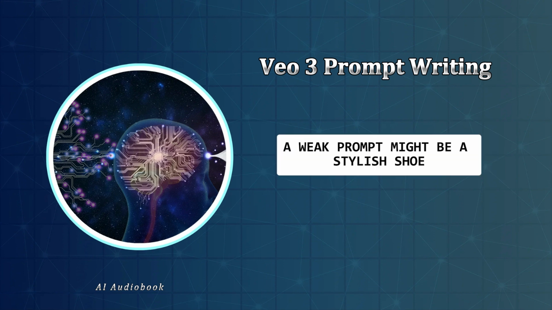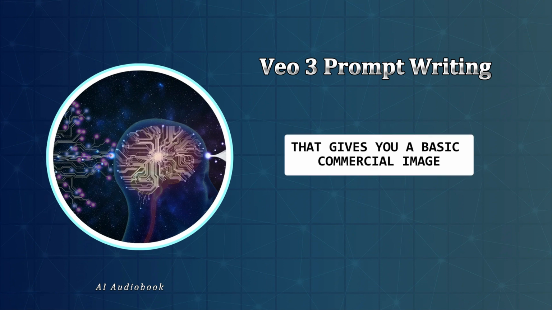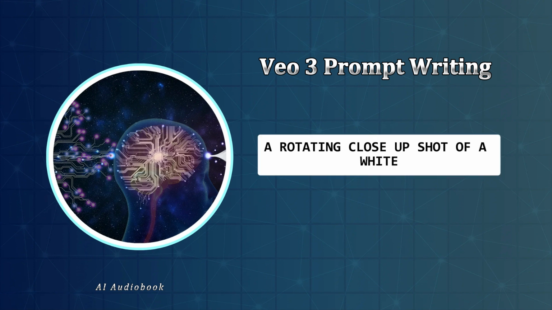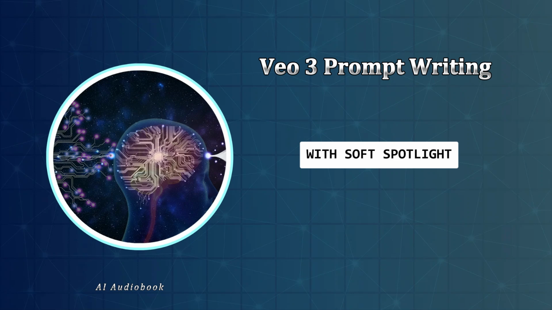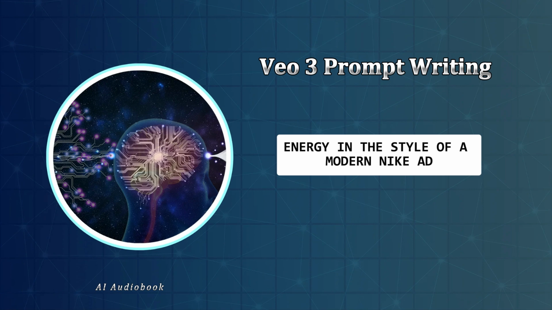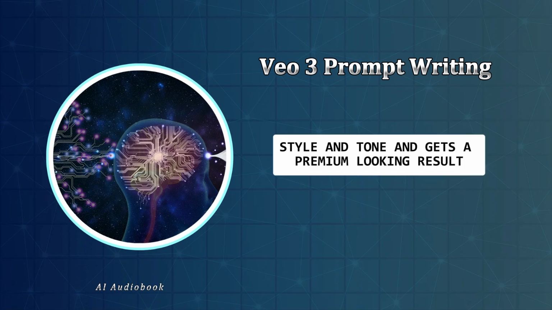A weak prompt might be a stylish shoe on a white background. That gives you a basic commercial image. But instead, say a rotating close-up shot of a white minimalist sneaker on a glossy black surface with soft spotlight reflections and smooth background music energy in the style of a modern Nike ad. That kind of prompt communicates intent, style and tone and gets a premium-looking result.